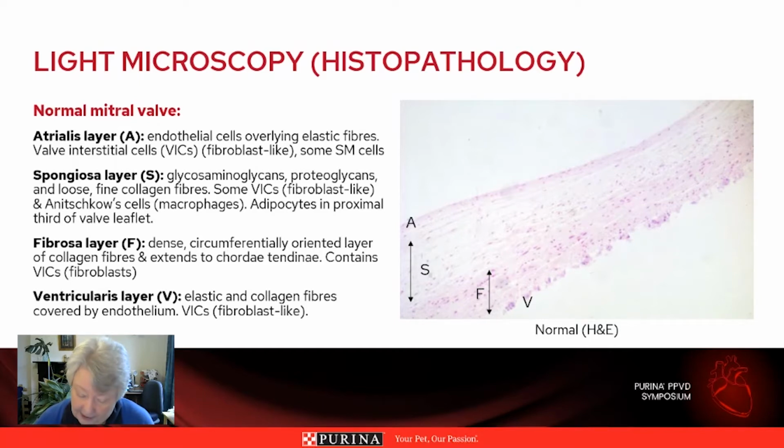In the proximal part of the valve, as it's inserted into the walls of the myocardium, we do see some adipocytes, and there's maybe more of those with age. That's likely not to be part of the pathology.